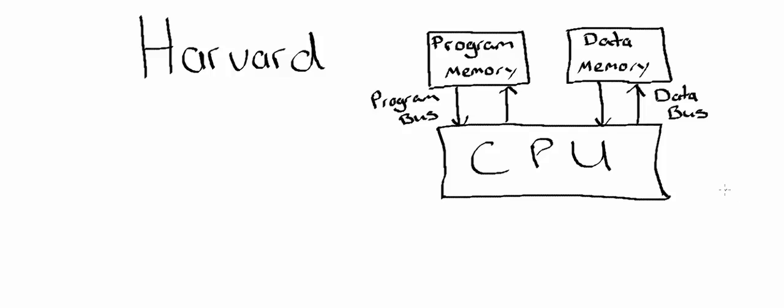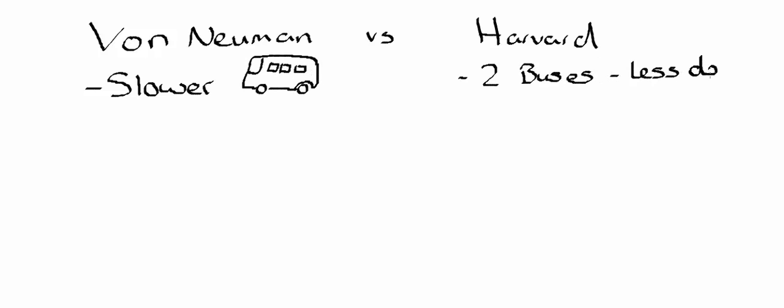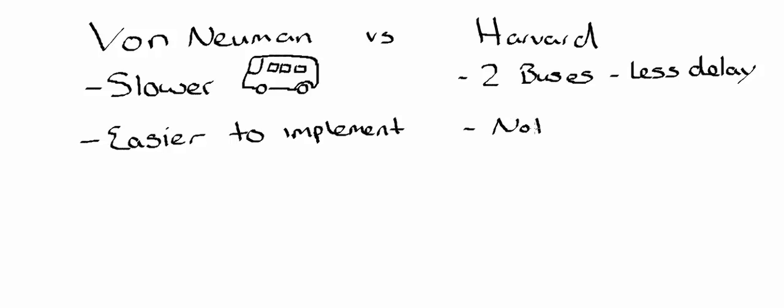So if we're summarising the differences between them, the von Neumann is sometimes slightly slower because it just has the one bus, whereas the Harvard method has two buses because the data memory and the program memory are in different places. However, the von Neumann is therefore slightly easier to implement, whereas the Harvard method is not so much because there are two different places to get the memory from.